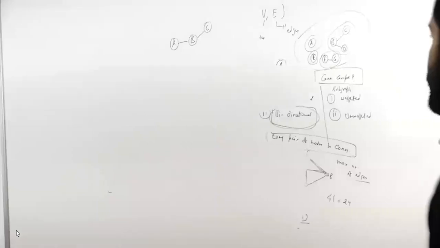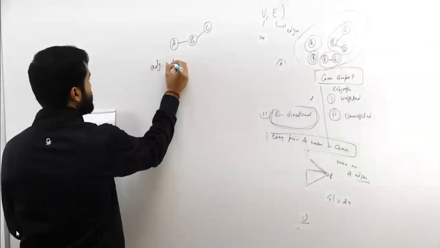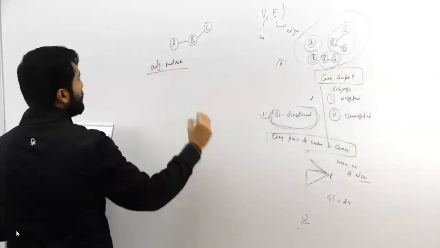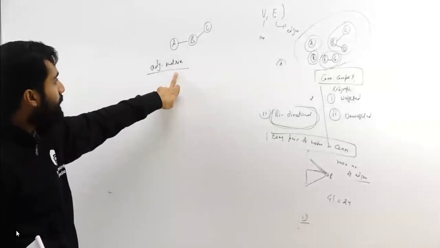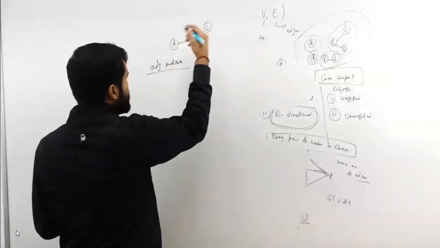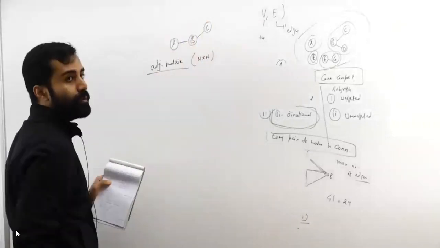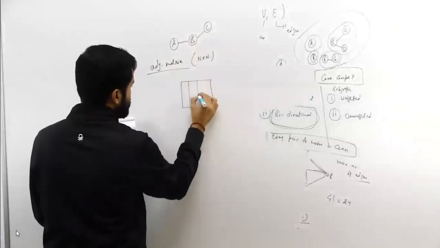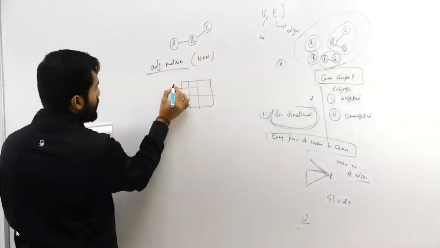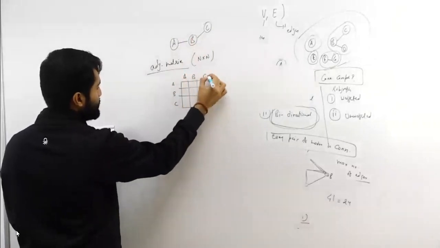The very first representation that we have is called the adjacency matrix representation. And what is the adjacency matrix representation? It is a matrix basically. If there are n nodes, then the dimension of the matrix will be n cross n. So here there are 3 nodes, so the dimension of the matrix will be 3 cross 3. Now let's say you have A, B, C here, and you have A, B, C here.